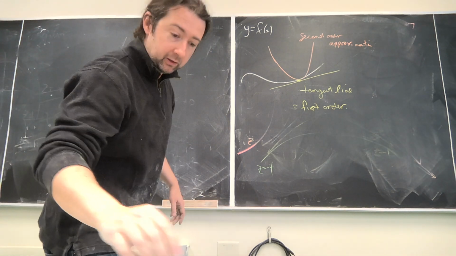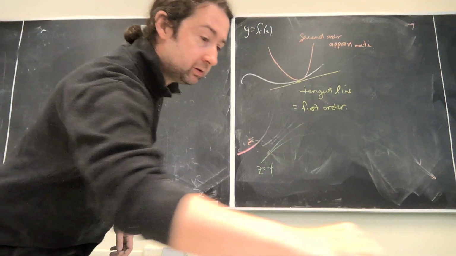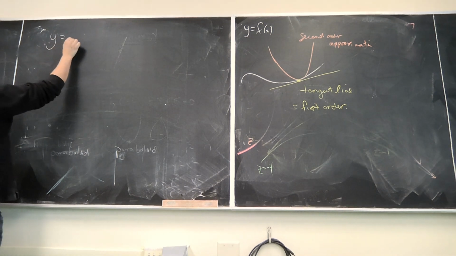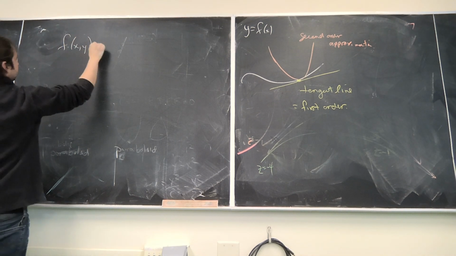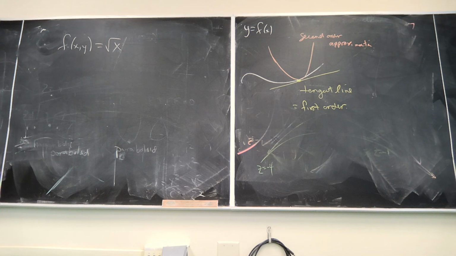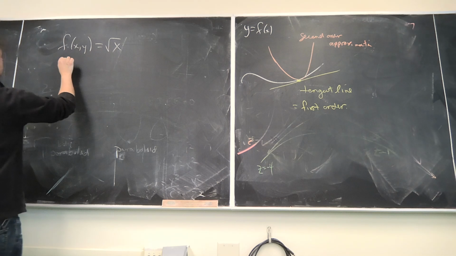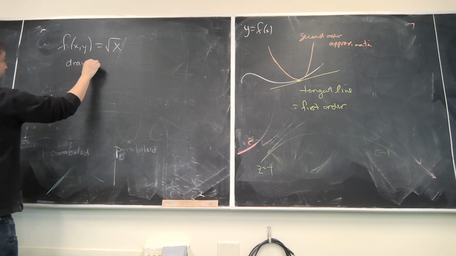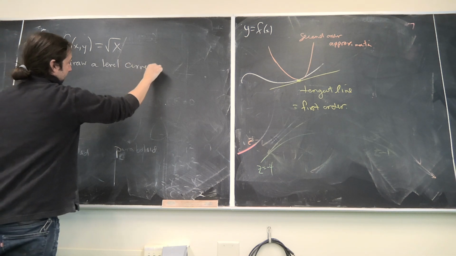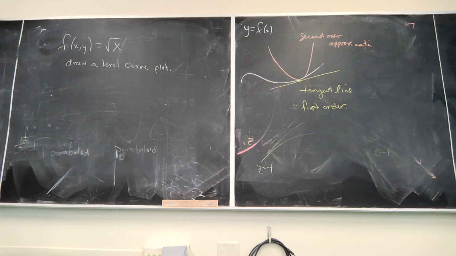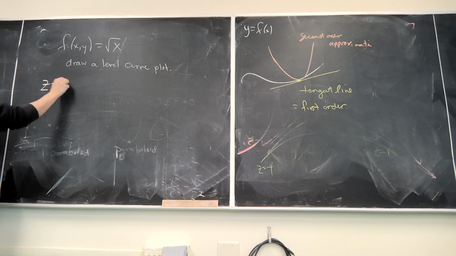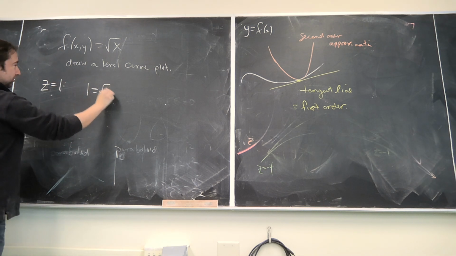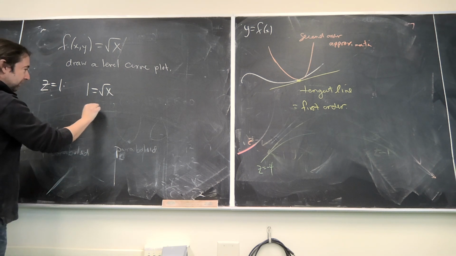So let's look at something like, what if I gave you the function f of x, y is equal to the square root of x. And I want you to draw a level curve plot. Pick me some values of z to use here. I can give you a really good one. What do you want? 1. Okay, that's a good one. So 1 is equal to the square root of x. You square both sides, and you get 1 is equal to x.